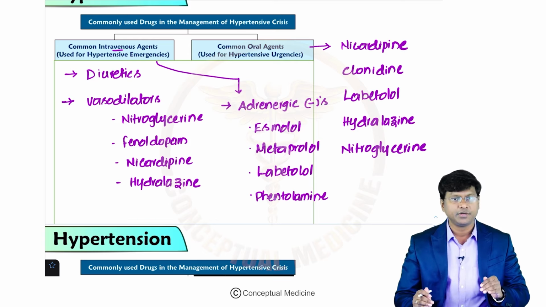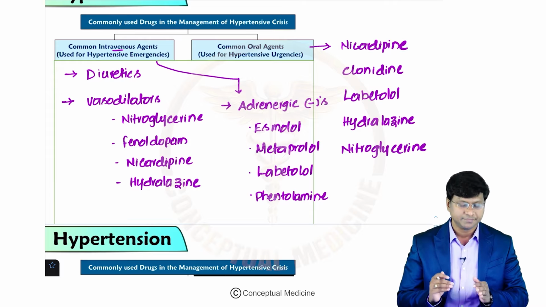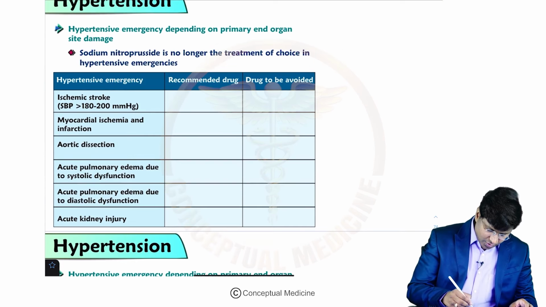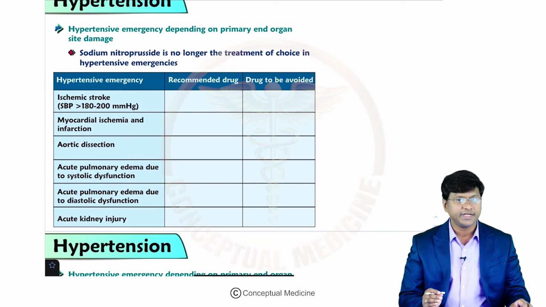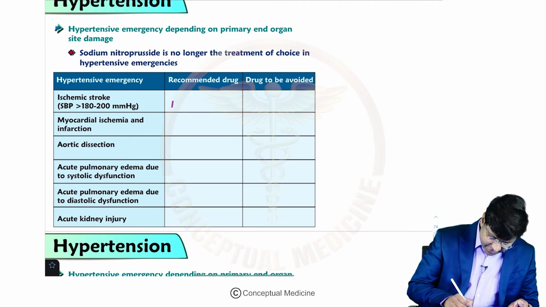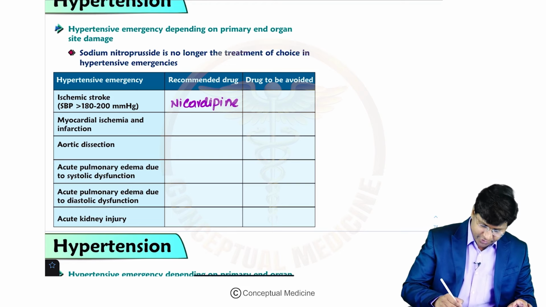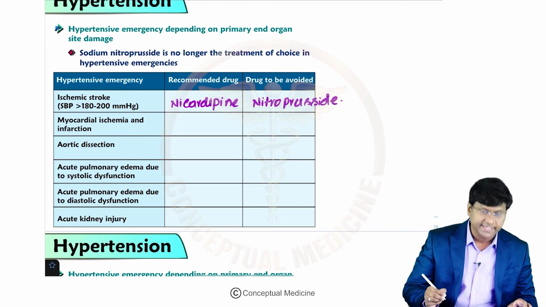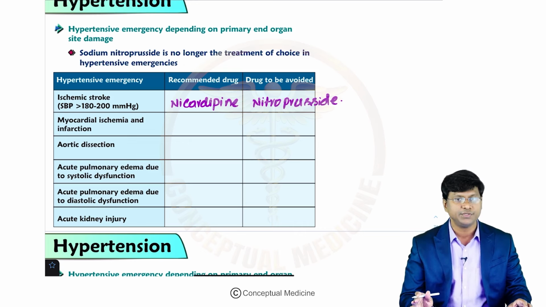Now depending upon the type of hypertensive emergency, certain drugs are recommended. And what are those? For example, take the case of ischemic stroke. If the hypertensive emergency is an ischemic stroke, the drug recommended is nicardipine, and the drug which should be avoided is nitroprusside. This nitroprusside is no more used nowadays, and that is because of the cyanide toxicity.